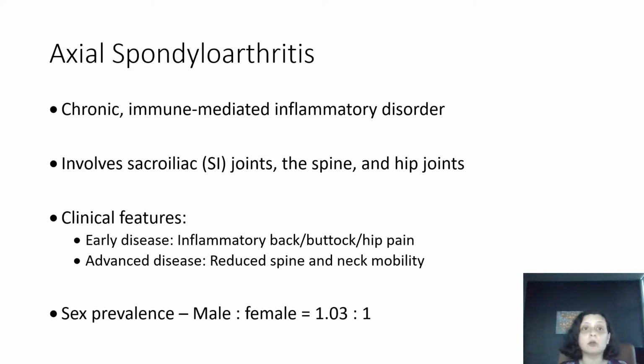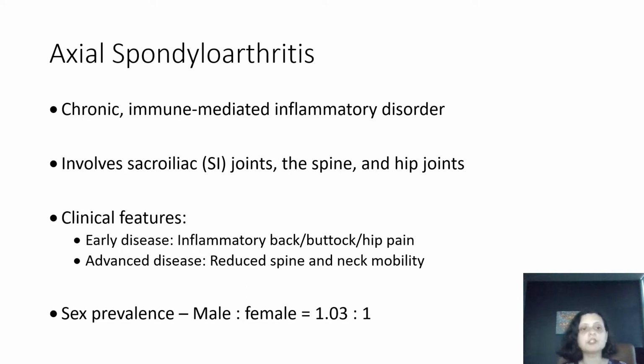So it is a chronic immune mediated. Remember how interleukin 17 played a big role in it? So it is chronic immune mediated inflammatory disorder. It predominantly involves the SI joints, that's the sacroiliac joint, that is the joint in between the tailbone and the pelvic bone on the right and the left side. It affects the spine. It affects the hip joints predominantly.